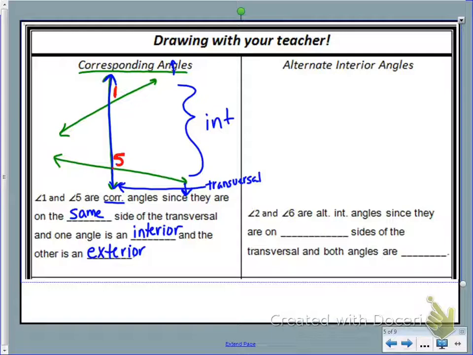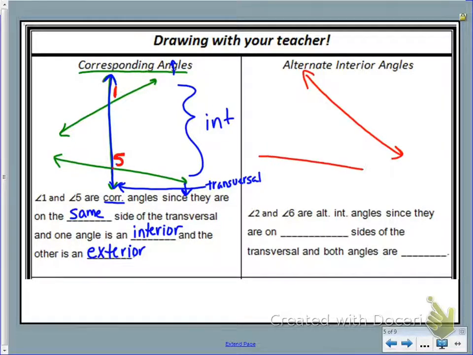All right, alternate interior angles. So we're going to start with the exact same scenario. We need two lines. These two lines clearly will intersect. And then our transversal is in blue. So the transversal, reminder, is the line that intersects two other lines. All right, angle 2 is going to be located here, and angle 6 here. So angle 2 and angle 6 are called alternate interior angles. Now this one's helpful because the name kind of tells you what's going on.